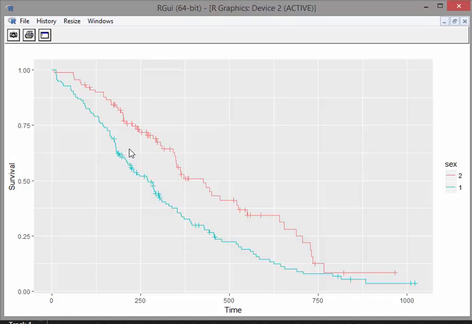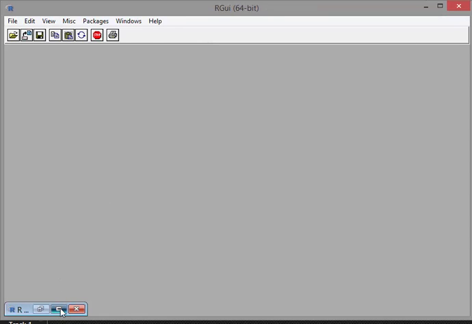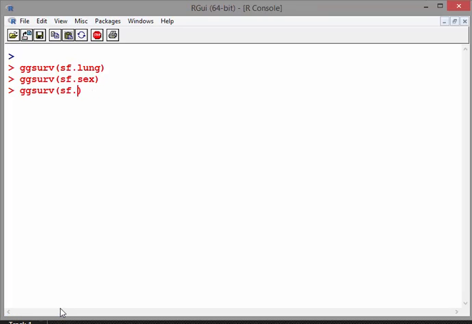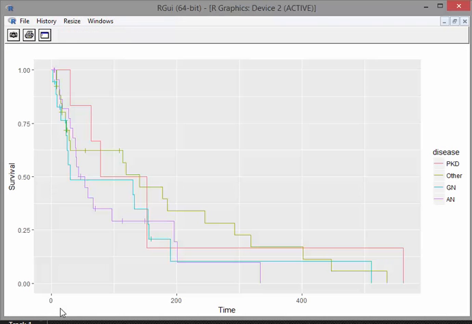So, males and females. We seemingly have the females lasting longer, and they're more likely to survive, just from the fact that they're slightly higher up. And one more. Let's look at the last one here, which is kidney. There we have it.